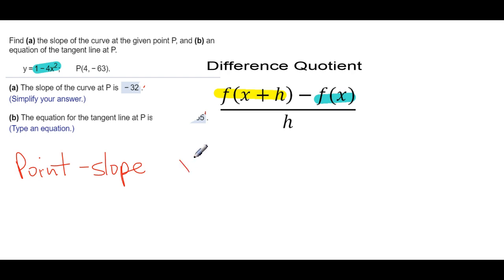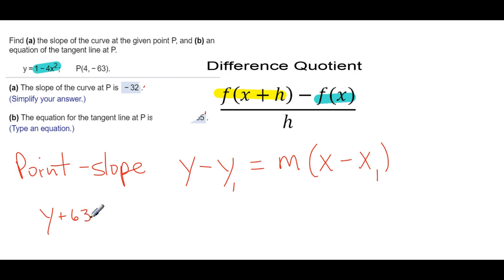But point slope is y minus any y coordinate on the line is equal to m times x minus the x coordinate that went with that y coordinate. And so we're going to plug in the points. So we know here we got y minus the y coordinate, negative 63 is a y coordinate. So y minus negative 63 would be y plus 63 is equal to m. We just found m to be negative 32. So negative 32 times x minus the x coordinate was 4.